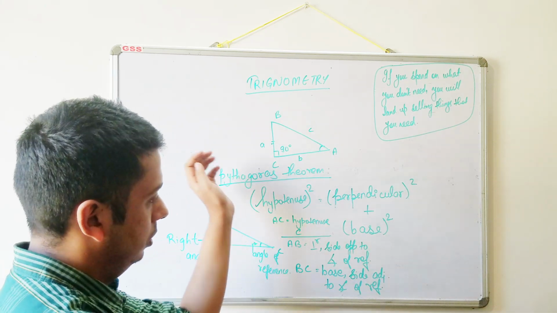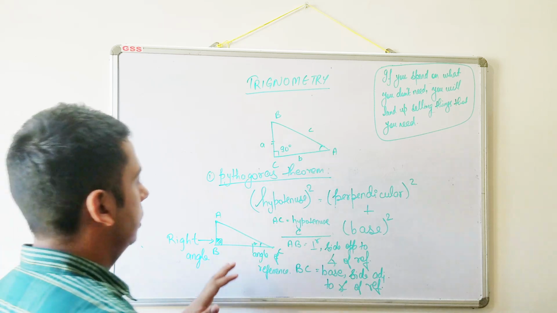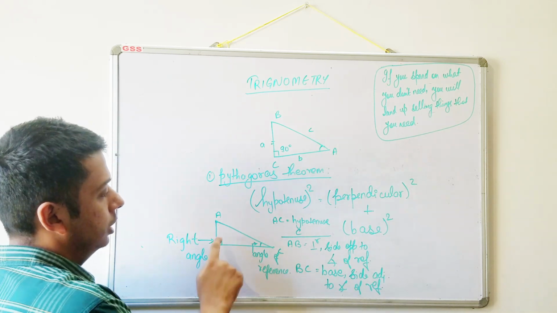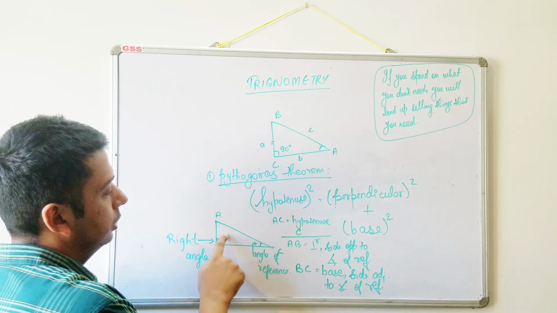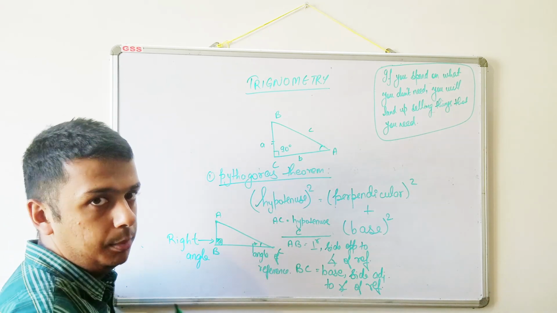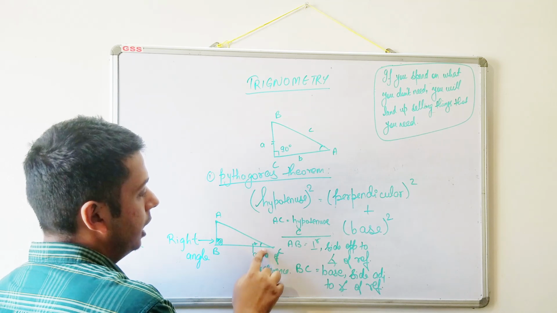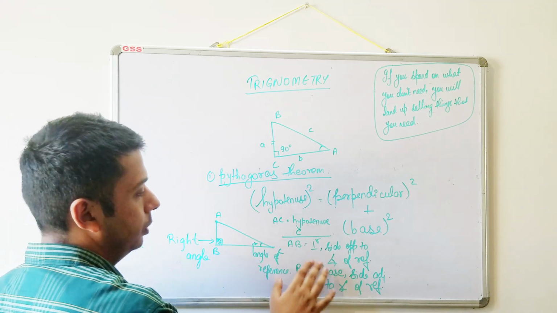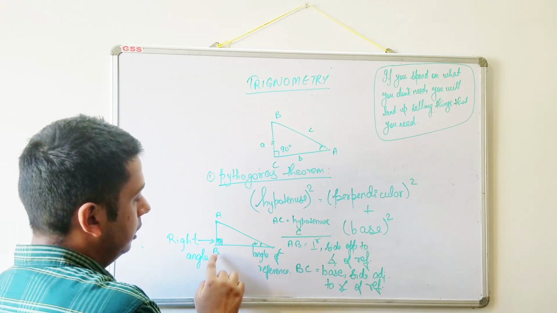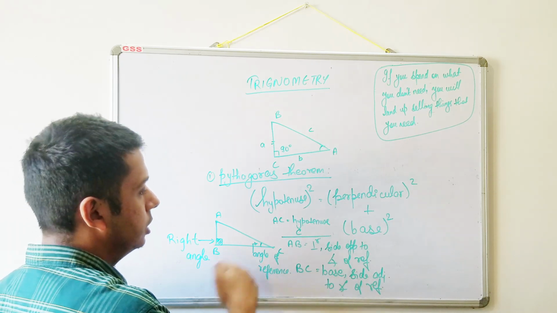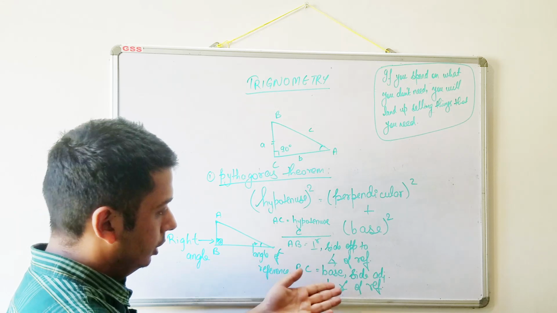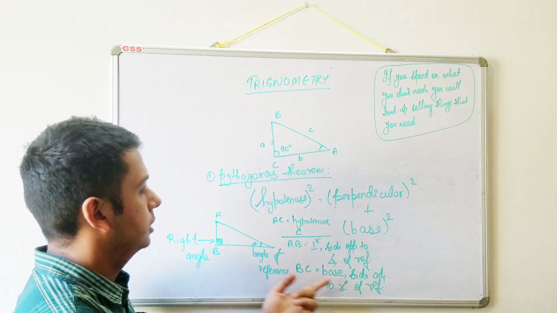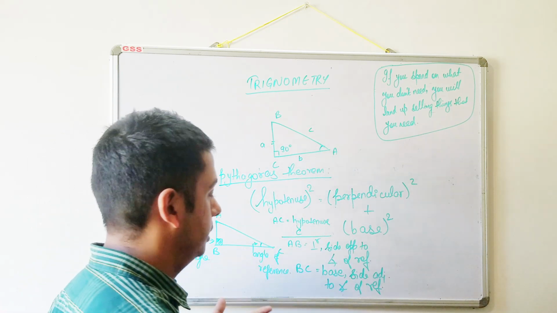So, once again let me go ahead, let me explain you. In a right angle triangle, the side opposite to the right angle, which is AC, is the hypotenuse. The side opposite to the angle of reference, which is here AB, that would be the perpendicular. And here BC, which is the side adjacent to the angle of reference, would be the base. The side BC would be the base.